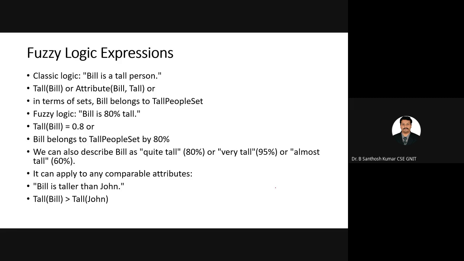Normally what we are doing is taking the average height. Suppose I say the average height is 6 feet, so if he is 5.5 feet or 5 feet, we can tell that Bill is 80% tall. Then Bill belongs to the tall people set by 80%. Like that we are representing.